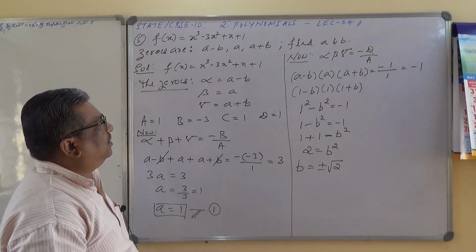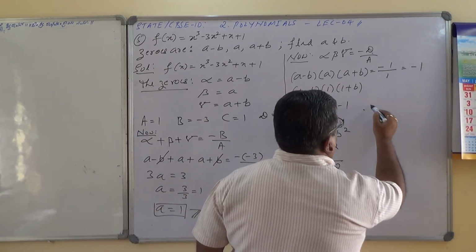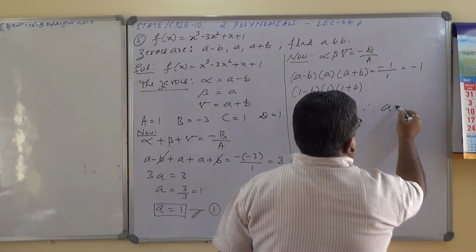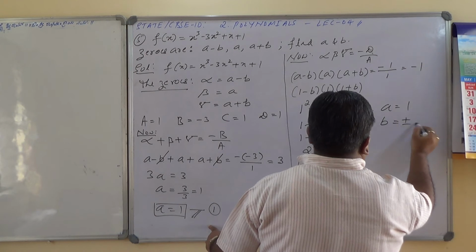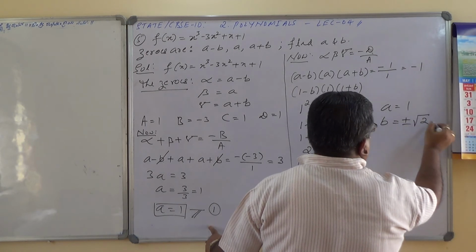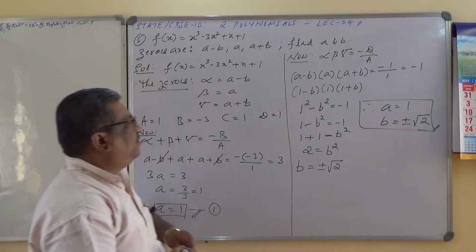What else do I have to find out? Find the values of a and b. That's all, isn't it? Therefore I'll write here a equals 1, final answer, b equals plus or minus under root 2. This is the answer. I hope it is very clear.